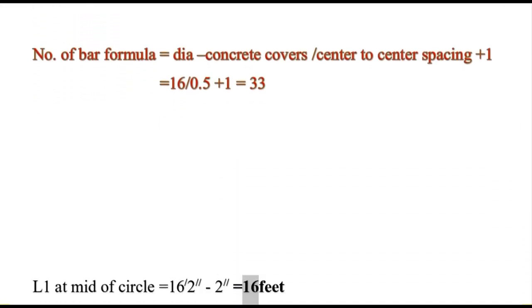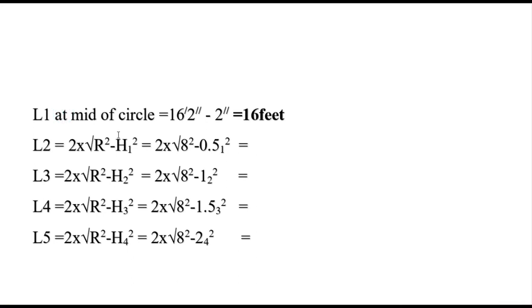Here I will show you now. We have the formula to calculate the length of the other bars other than this mid-length main bar. The formula is 2 into under root of r square minus h1 square, where r means radius. h1 is the center-to-center distance from the mid main bar to the other bar which we are calculating. And L3 will use r square minus h2 square, and this is how we design the formula.